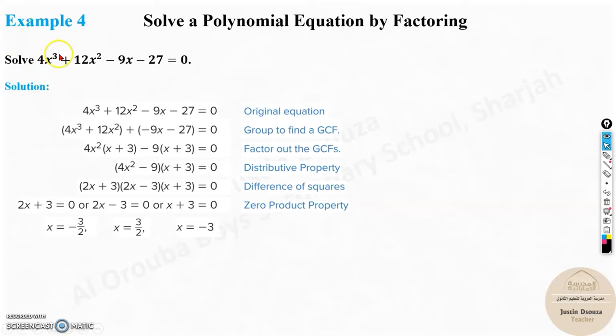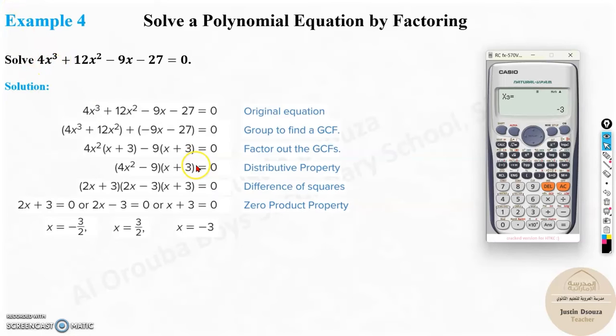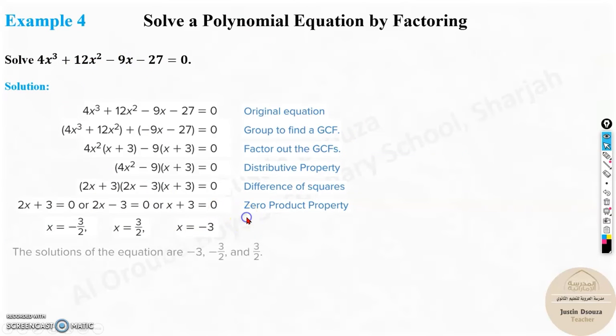But since it is cubic over here, you can solve this directly in the calculator. You can use mode, 5, and option number 4. And now look over here, 4, 12, minus 9, and minus 27 will give you the answers 3 by 2, minus 3 by 2, and minus 3. So it's the same thing. You can do the calculator method or this. But if it's in writing, you have to do this by factoring. So the solutions for this particular equation are negative 3 by 2, that is 1.5, and positive 1.5.